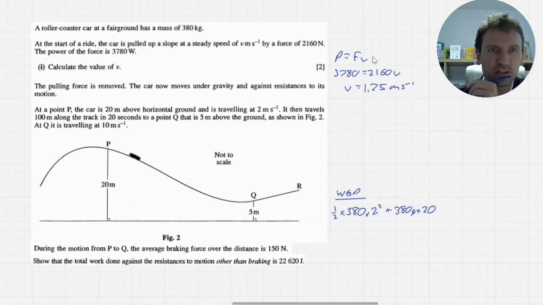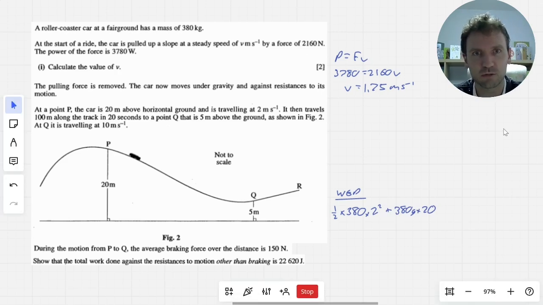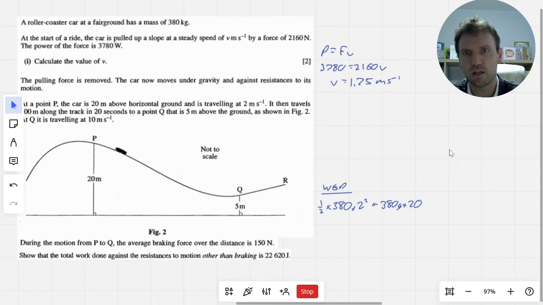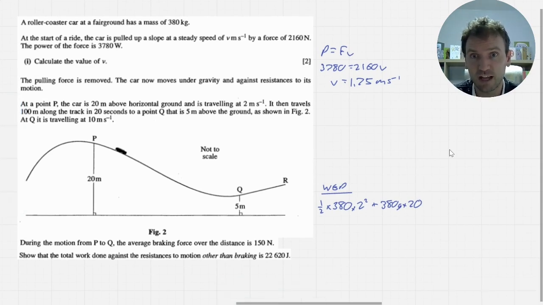And then we've got to think about the forces doing work. So again, we're not going to consider the work done by weight here because it's already going to be taken into account with the gravitational potential energy. But what we are going to have is the work done by the average braking force. Now, we're told the average braking force is 150. We're also told it travels 100 meters along the track. This displacement will always be in the opposing direction to the braking force. So the work done by the braking force is going to be negative 150 times 100.